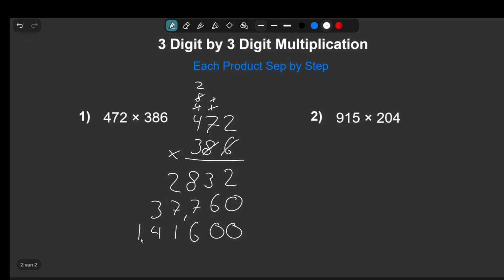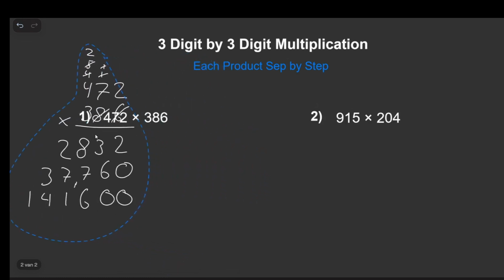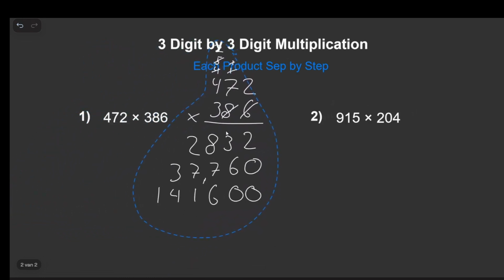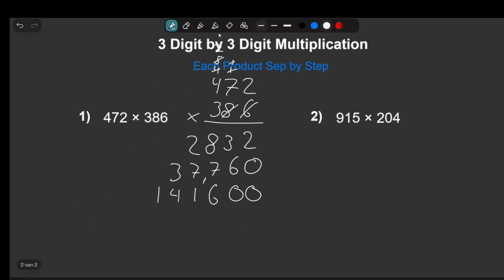So now we have all of our partial products. Actually, let's move this a bit more up so we have enough space to calculate this. Now we have all our partial products, we can add them together. So let's start adding them. So we have 2 plus 0 plus 0, this equals 2. Now 3 plus 6 equals 9 plus 0 equals 9.